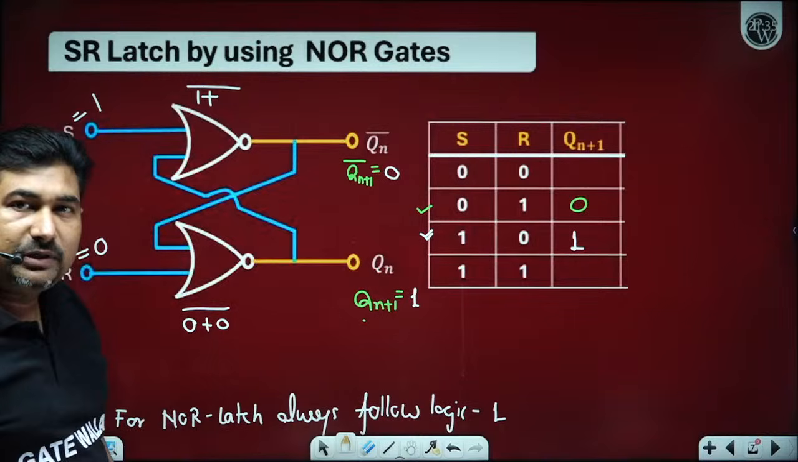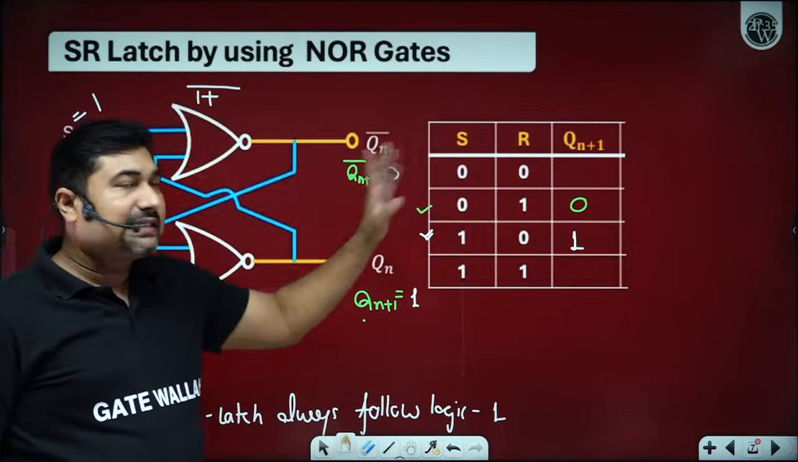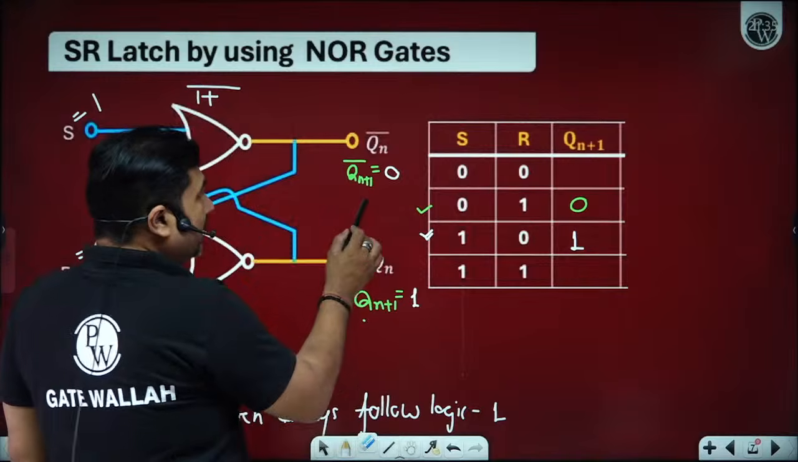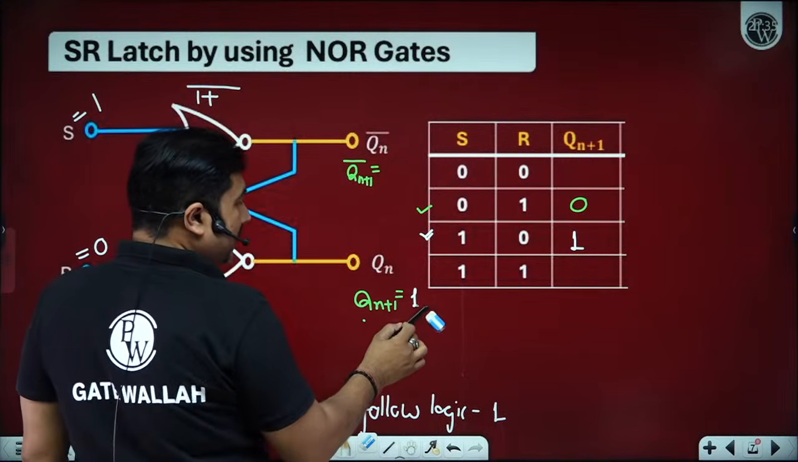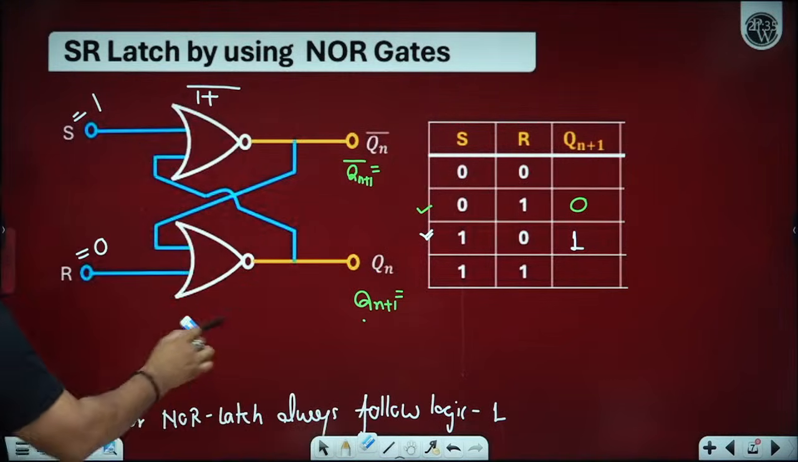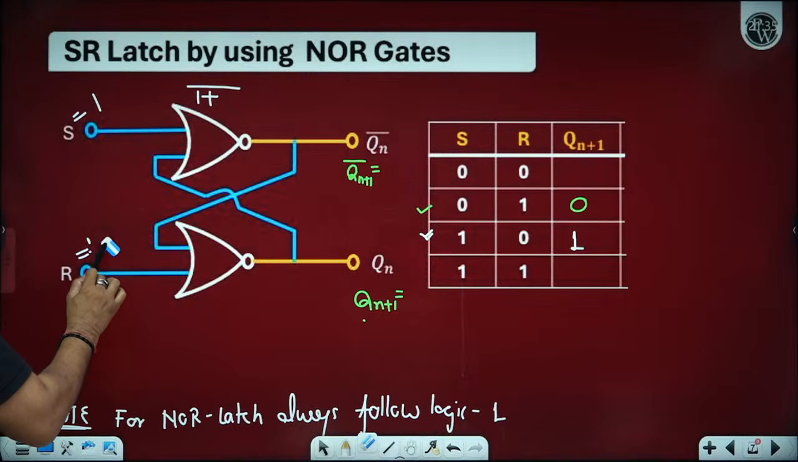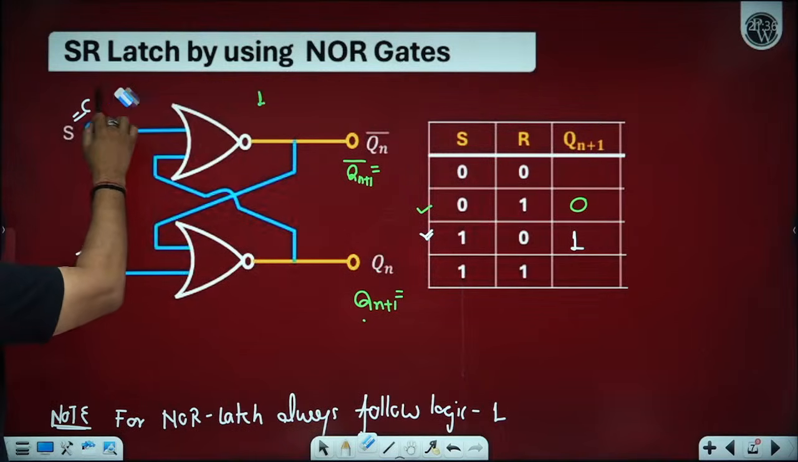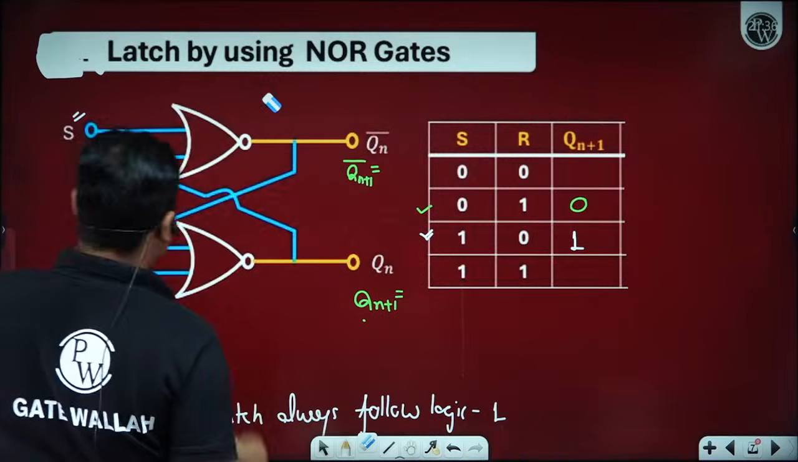How many of you able to understand up to this part? Let's have 0, 0. What happened if S is equals to 0 and R is equals to 0?